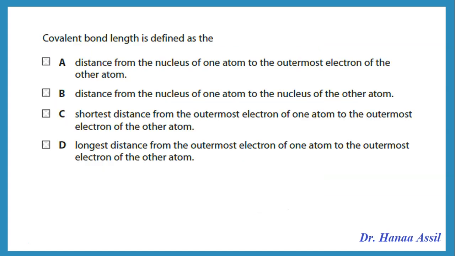Covalent bond length is defined as what? Bond length, we said bond length is what? It is the distance between the two nuclei of the atoms. So which of these is correct? It is the distance from the nucleus of one atom to the nucleus of the other that is called bond length.